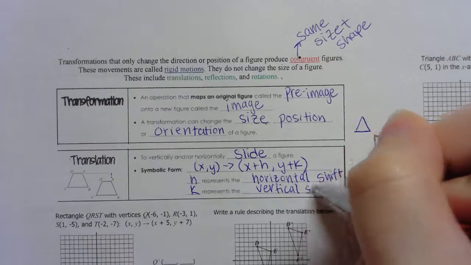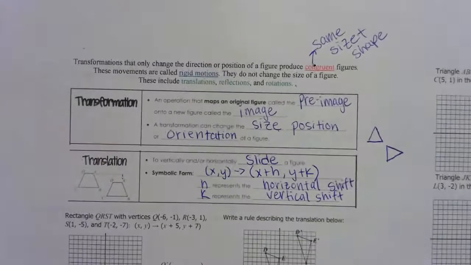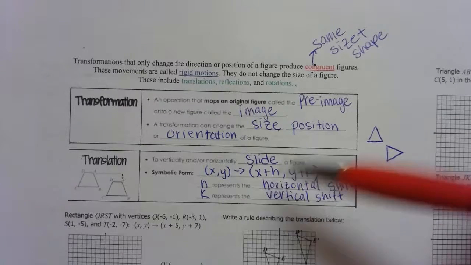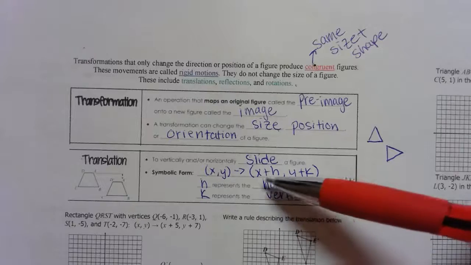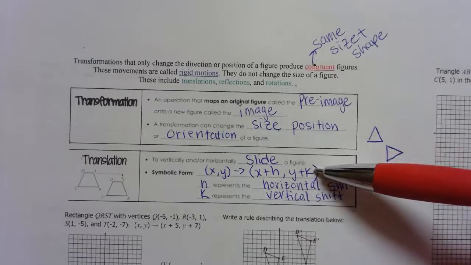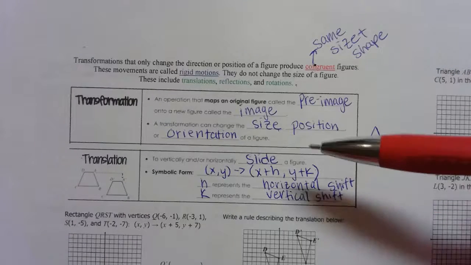This should look familiar to you because it's very similar to what we did with vertex form, except this time there's no backwards rule to remember. It's just x plus h, so whatever's added to x shifts it horizontally to the right, or if it's subtracted, it shifts it to the left. And then y plus k, so if something is added, it shifts it up, and if it's subtracted, it shifts it down. So let's practice with a few of these.